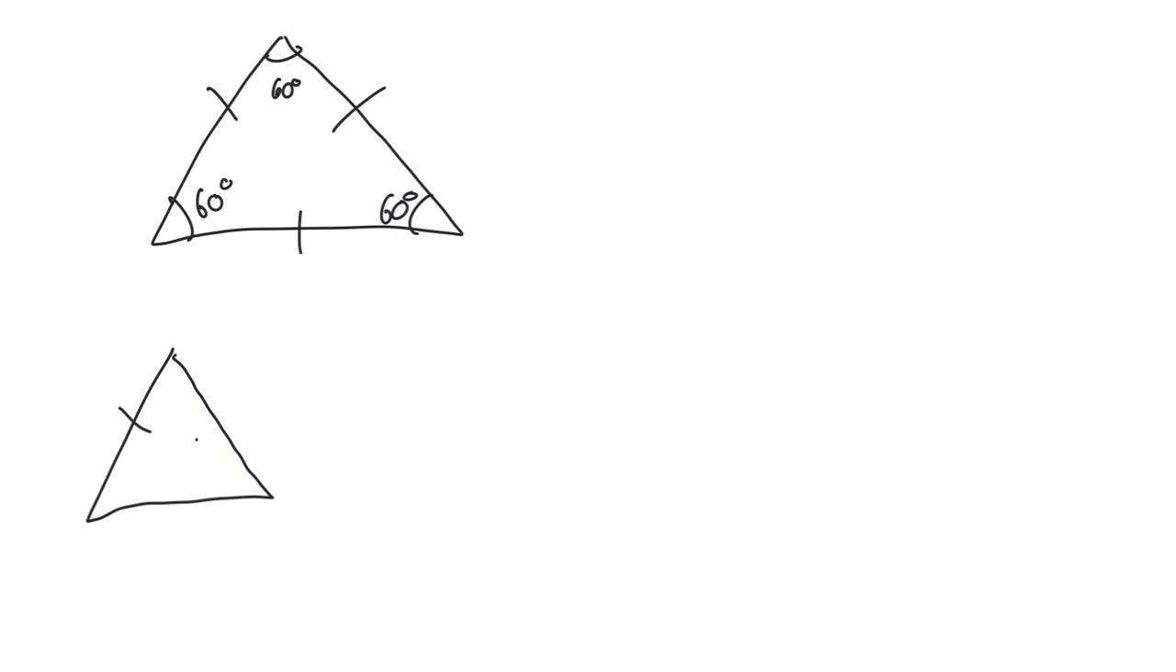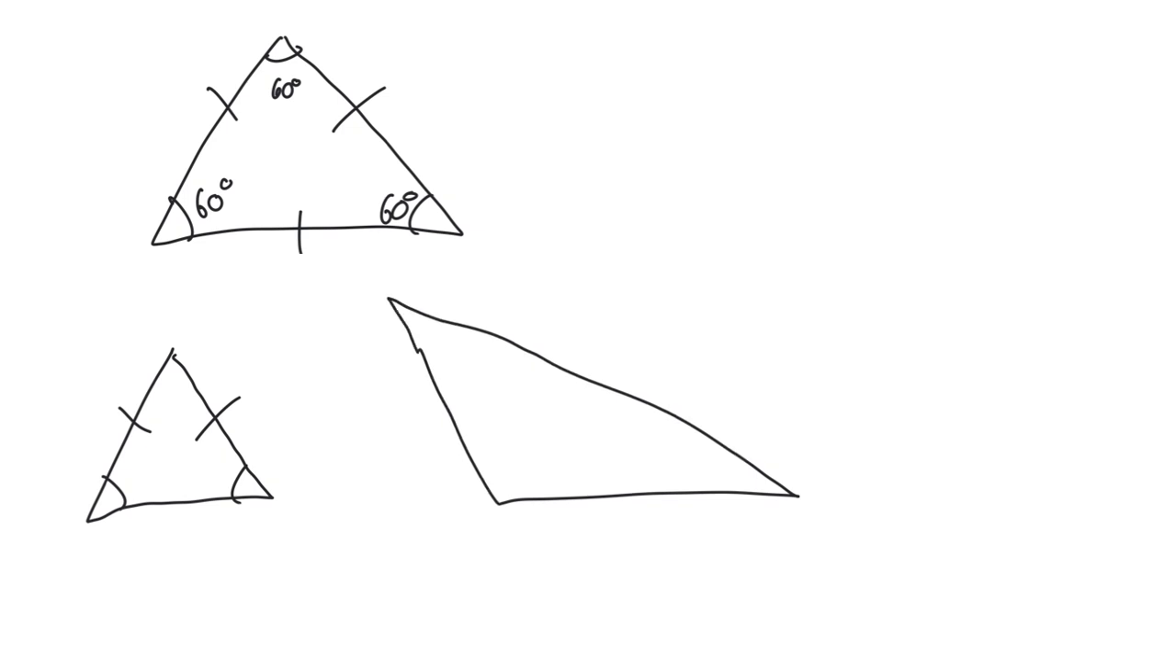Isosceles is where two of the sides are equal, which means two of the angles are also equal to each other, and then the third side is different. An obtuse triangle means one angle is greater than 90 degrees, and then our last one is a right triangle, which means one angle is exactly 90 degrees.